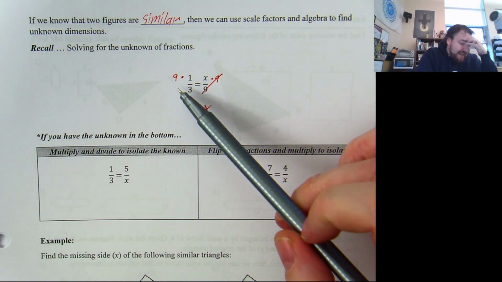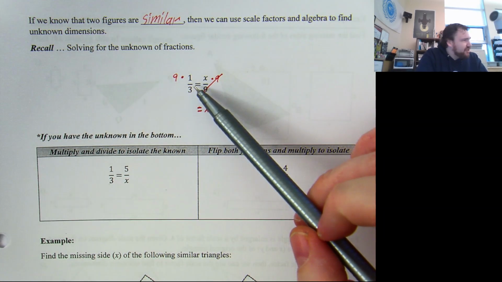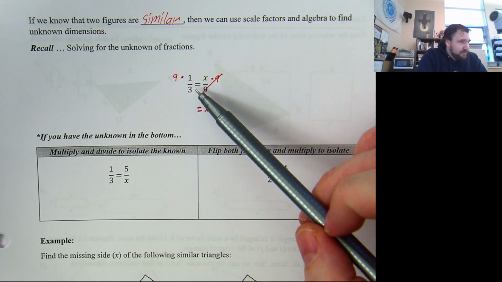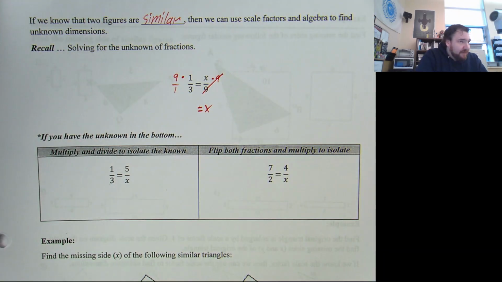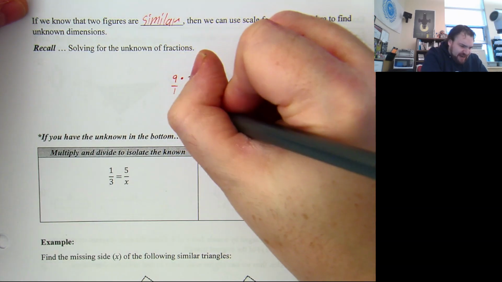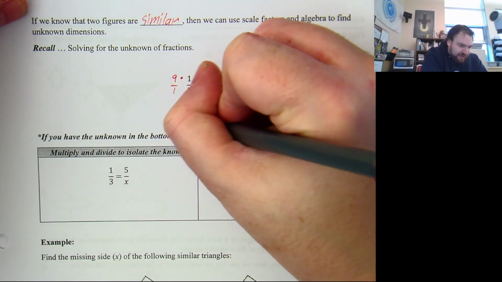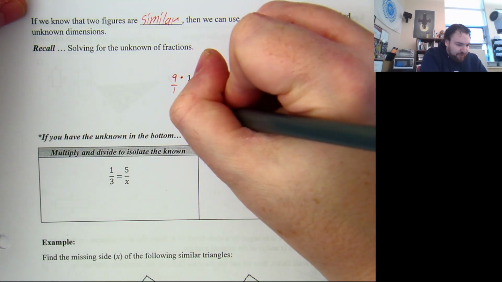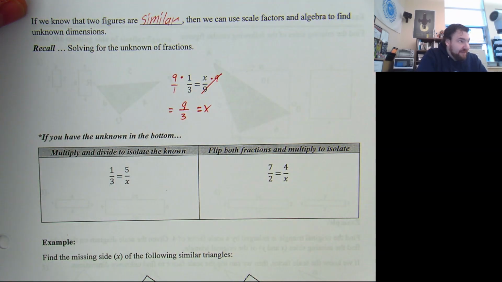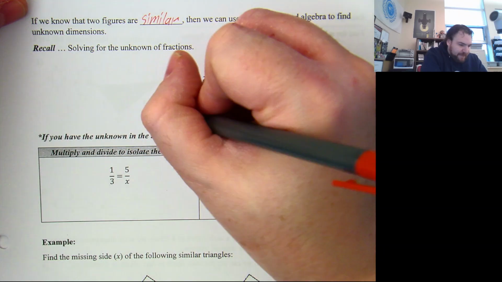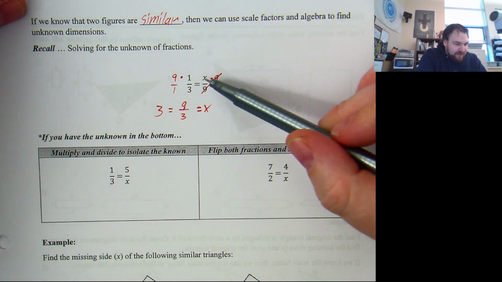On the left-hand side, how do I multiply a whole number by a fraction? You put the whole number over 1, and then you multiply the numerators, multiply the denominators. So this is going to become 9 times 1 is 9, 1 times 3 is 3. So this is going to become 9 over 3, which reduces to, what's 9 divided by 3? 3. So what that means is x must be equal to 3.